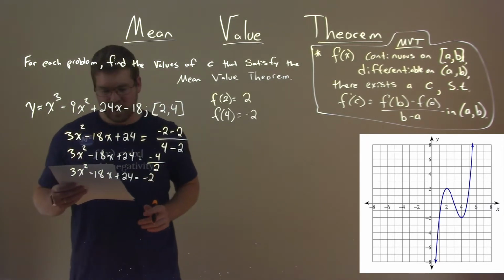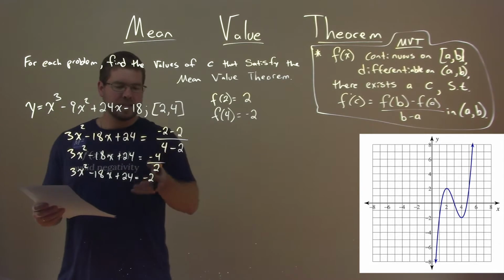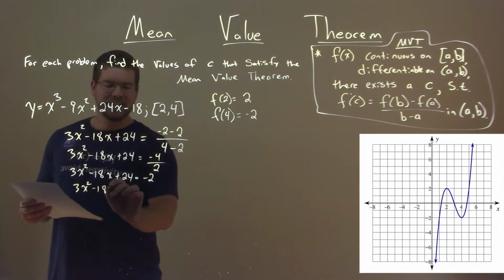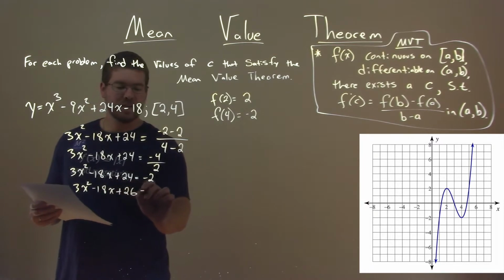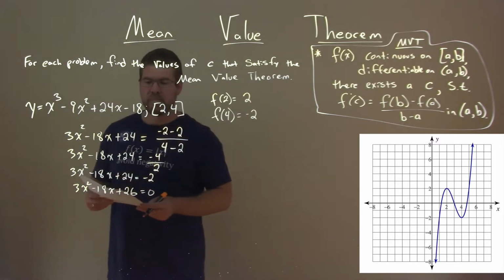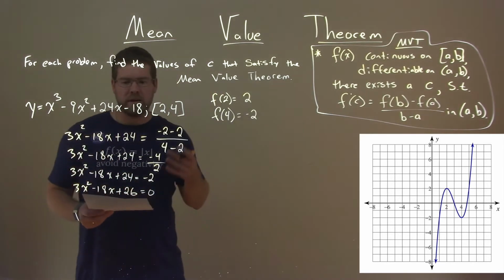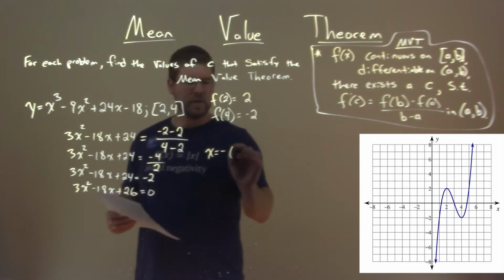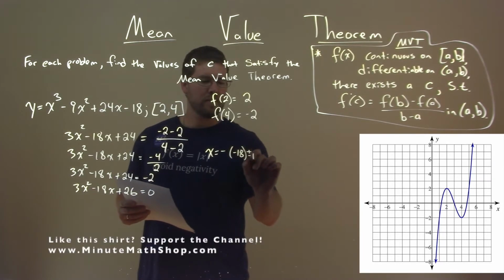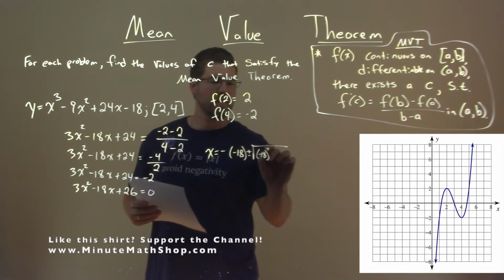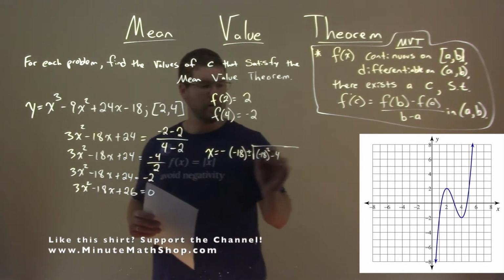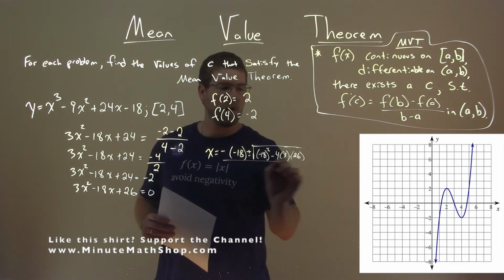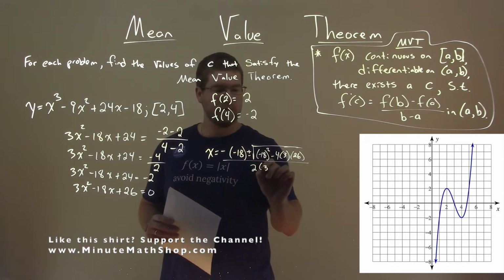From there, 3x squared minus 18x plus 24 is equal to negative 4 divided by 2, which is negative 2. Now we're solving for x, so we're going to add 2 to both sides. And we have 3x squared minus 18x plus 26 equal to 0. From here, we're going to have to use the quadratic formula. So setting that up, x equals negative b, negative 18, plus or minus the square root of negative 18 squared, minus 4 times our a value, which is 3, times our c value, which is 26, all over 2 times a, 2 times 3.